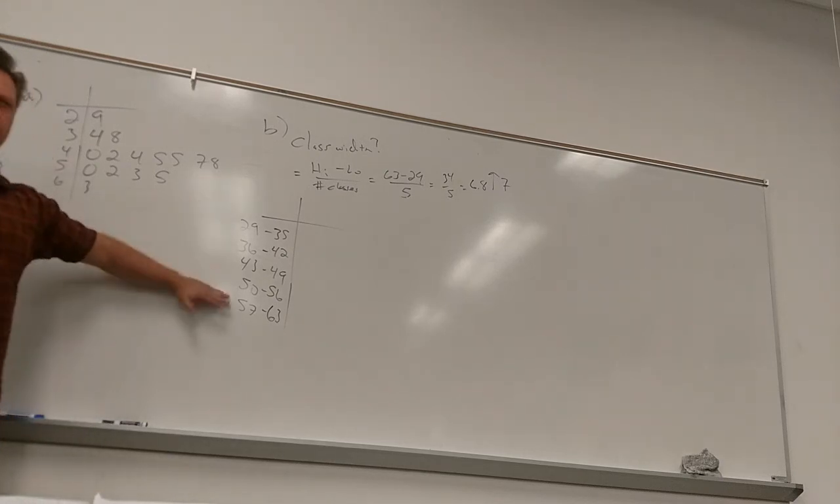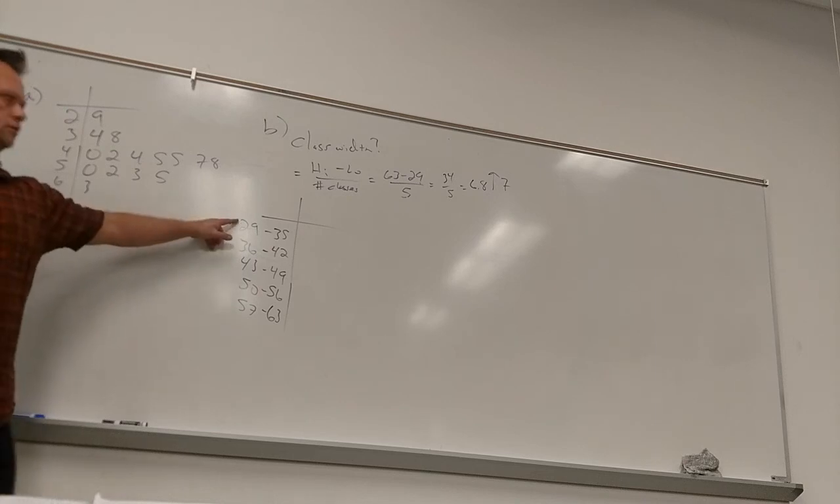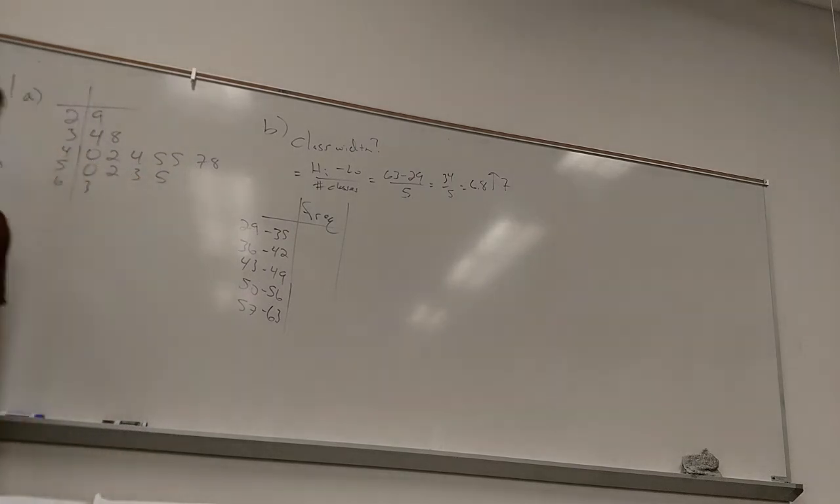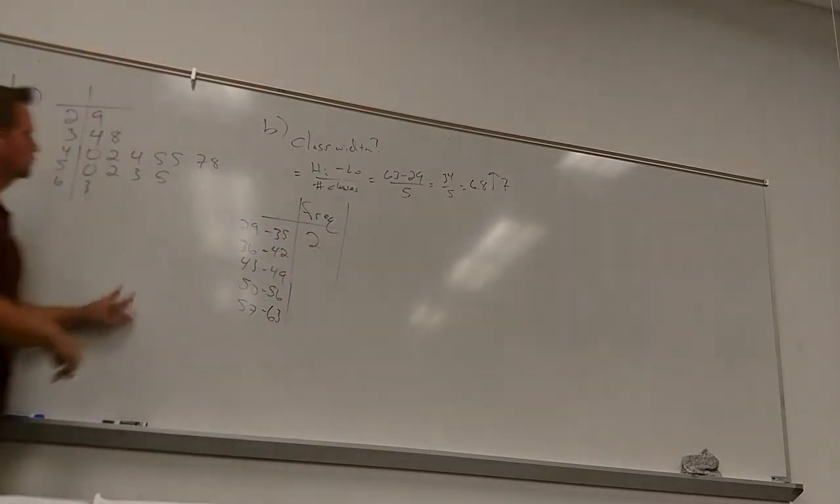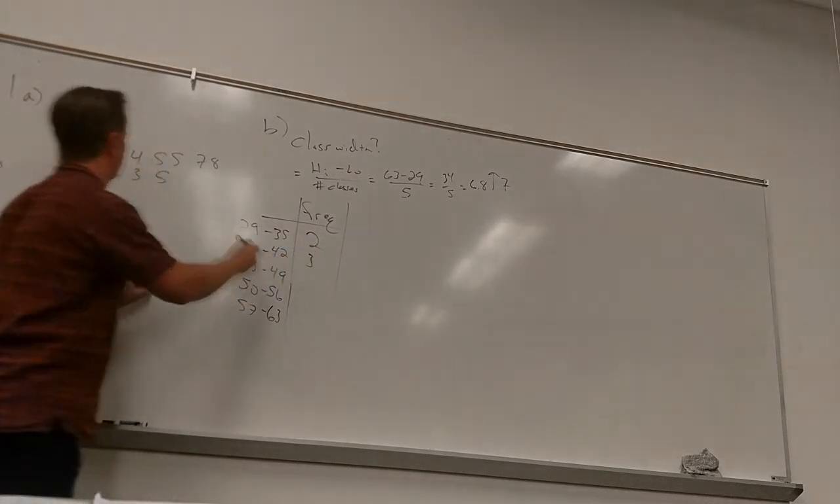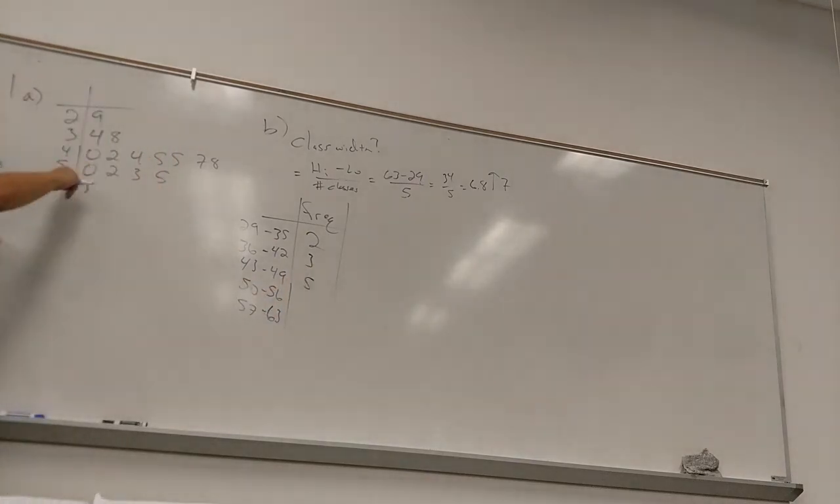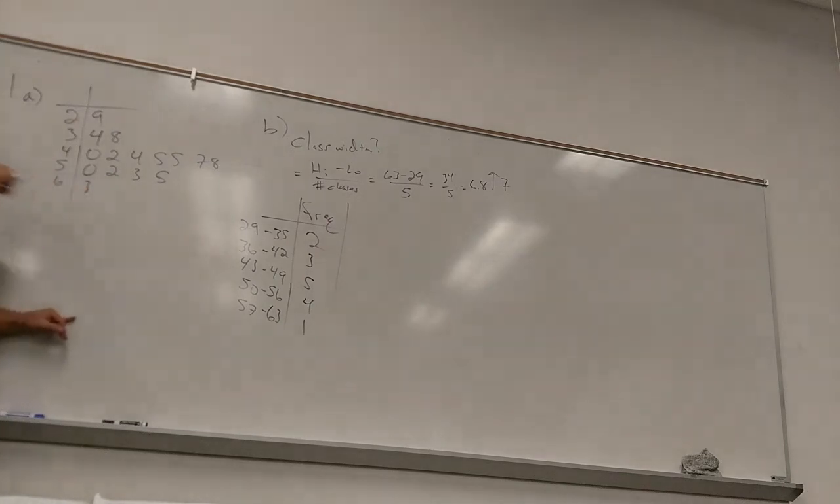Okay, so pretty cool with what we've done so far. I mean, we've done this before. And now, the frequency. How do I find that out? Just how many numbers are between 29 and 35? 2. 36 and 42? 3. 43 to 49? 5. 50 to 56 is 4. And 1. Poor little 1 down there.